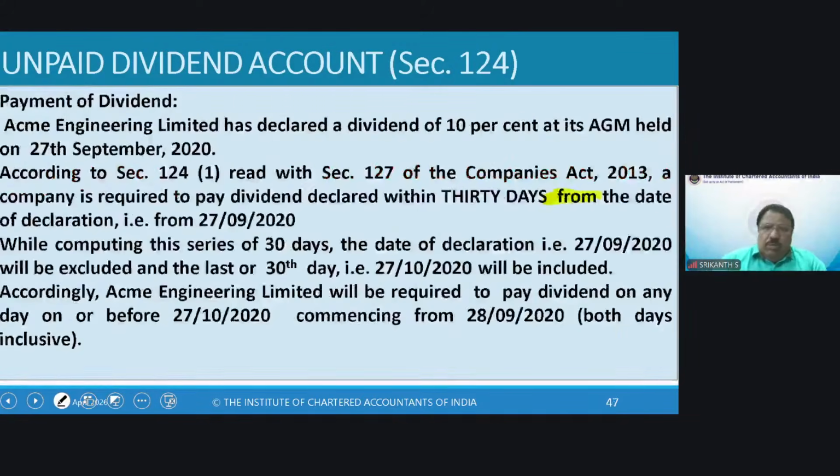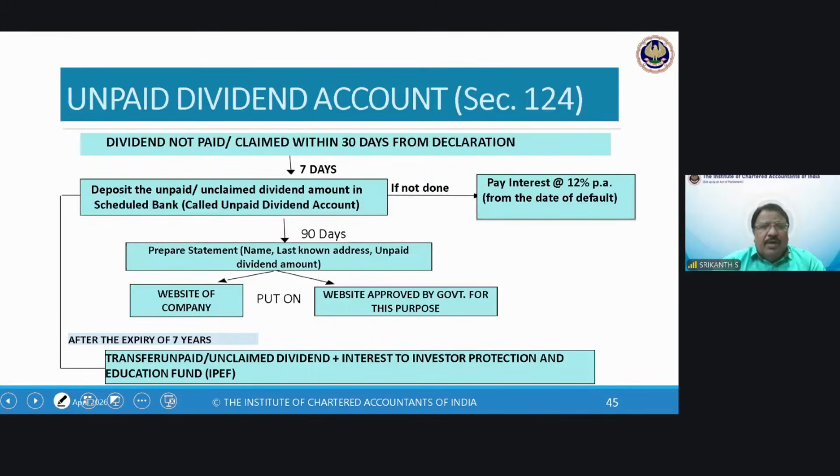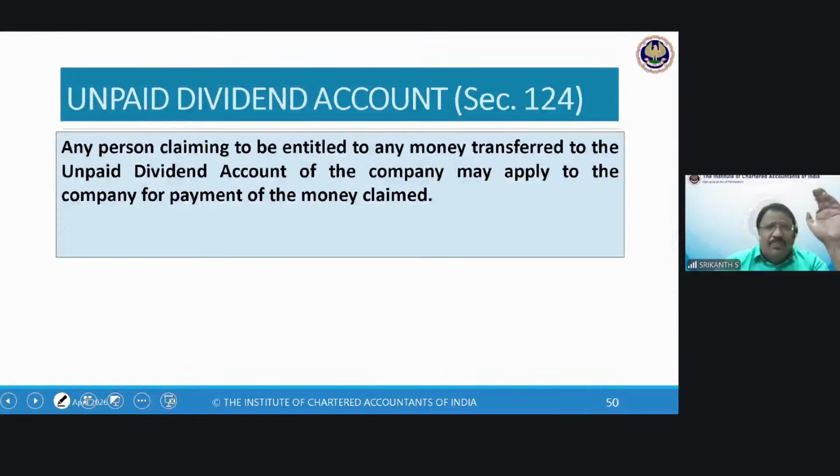Now, suppose the money has been transferred to the unpaid dividend account. For 7 years, it will be there. No problem, because if you think you are entitled to it, come to the company. Prove yourself. Take the money. But suppose it has been transferred to the IEPF, then you have to go to the IEPF and apply. It's a little long-winded process, but it can be done.